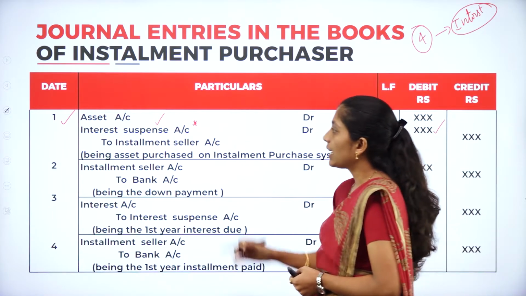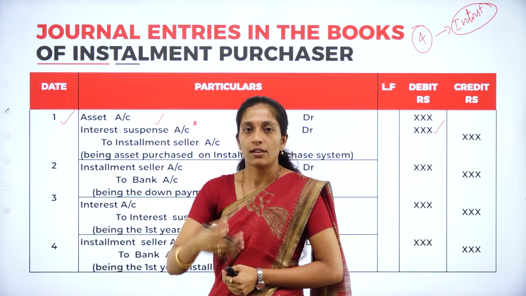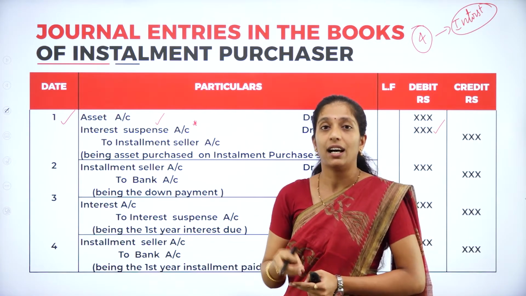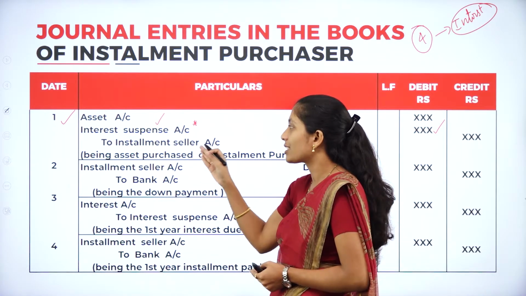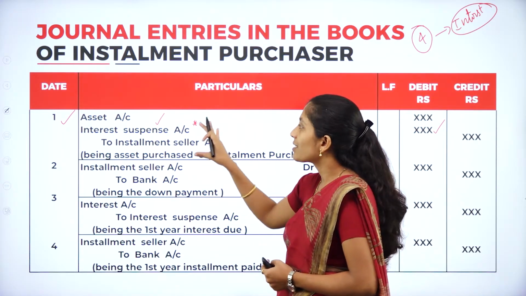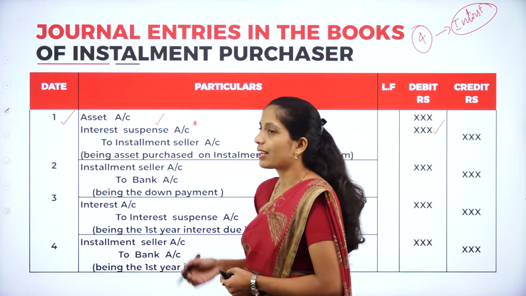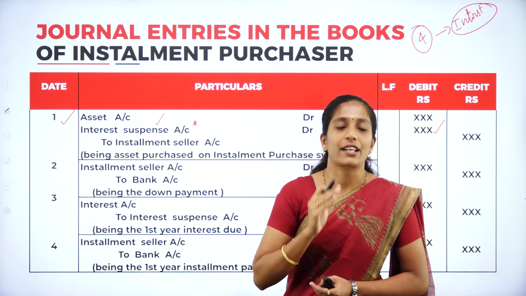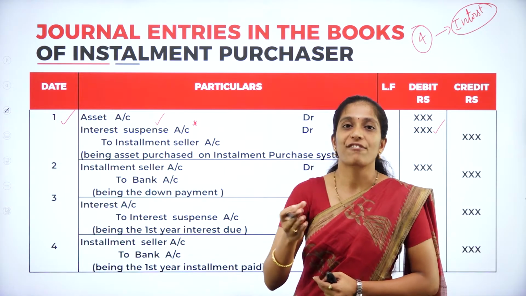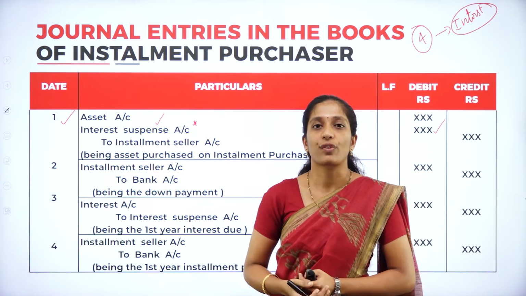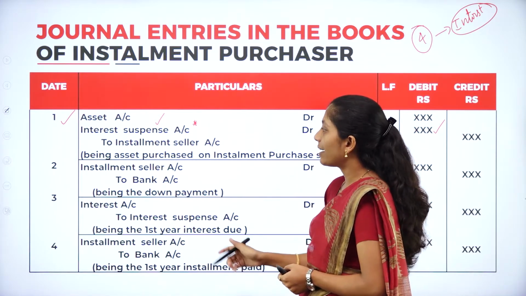And why are you crediting the installment seller account? Because here the installment buyer is purchasing the asset from the installment seller, correct? So this is your first entry for purchasing of the asset. And the next entry is for what? Down payment. As usual, like in your hire purchase system, here also after purchasing the asset, the second entry is for down payment.